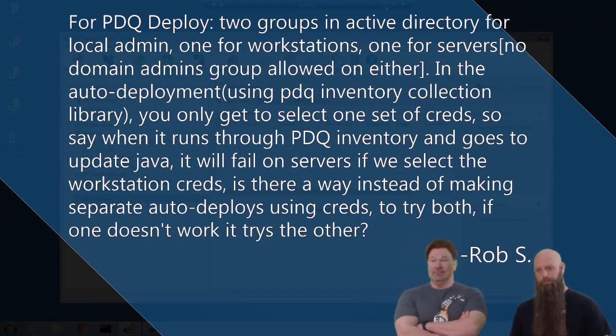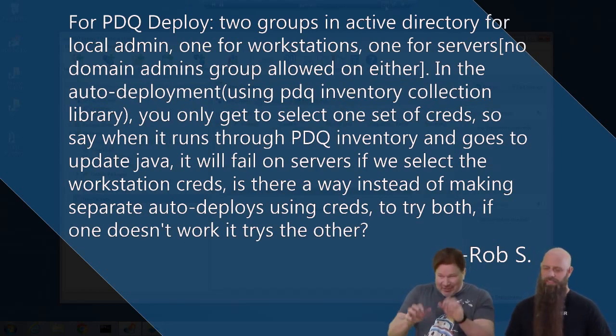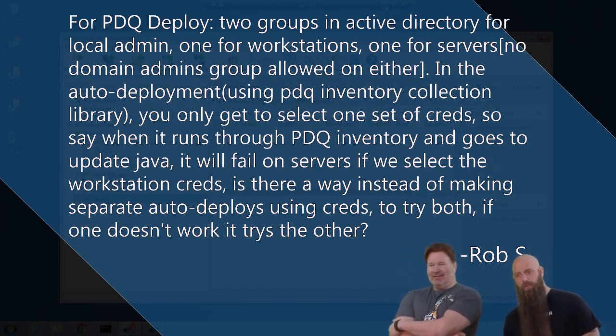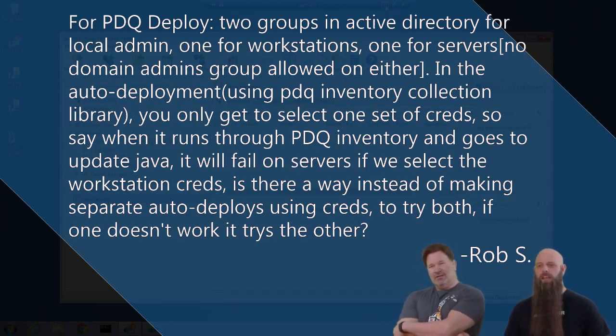A question for PDQ Deploy from Rob. Two groups, and now I know why it's taking so long. Annie's typing furiously, having to add chapters to these things. For Deploy, two groups in Active Directory for local admin, one for workstations, one for servers. In the auto deployment using PDQ Inventory Collection Library, you only get to select one set of credentials.